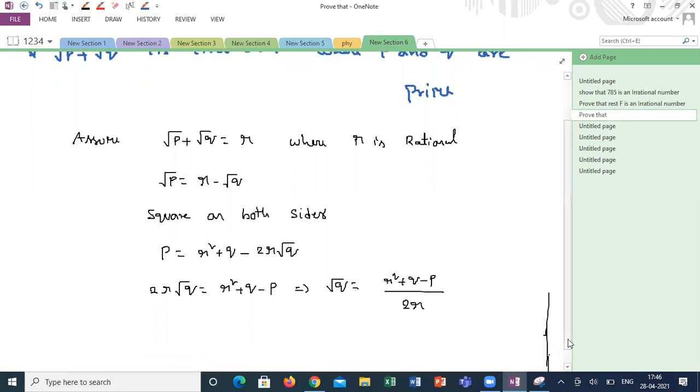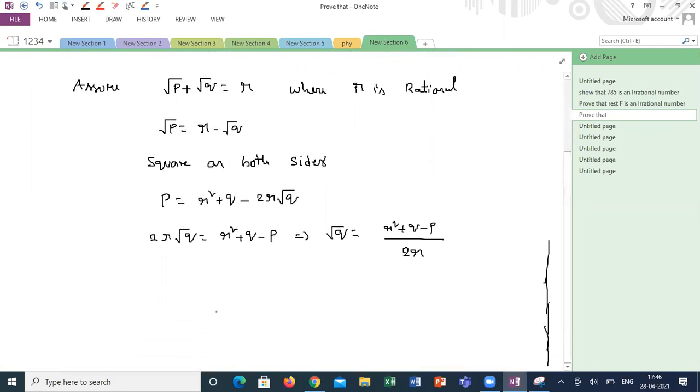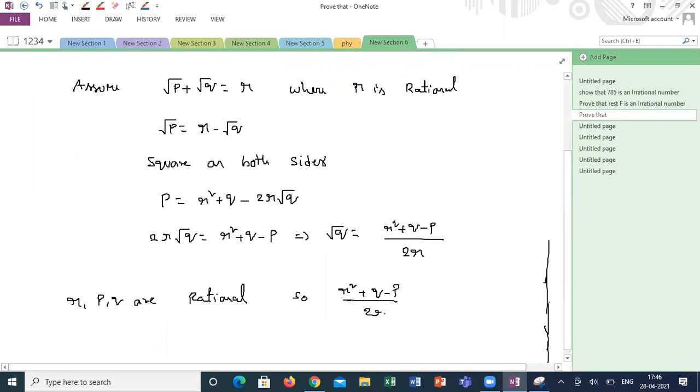If r is rational, and p, q are primes, then r square plus q minus p divided by 2r is also rational, which says root q is rational.